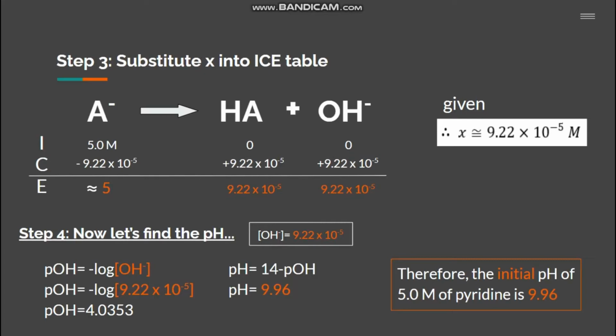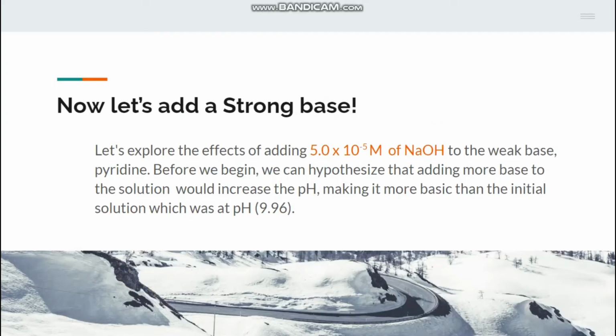We may now use the negative log of the hydroxide concentration at equilibrium and then subtract it from 14 to attain the pH value. Our final answer for the pH is 9.96 for the initial concentration of 5 moles of pyridine. Now let's add a strong base.